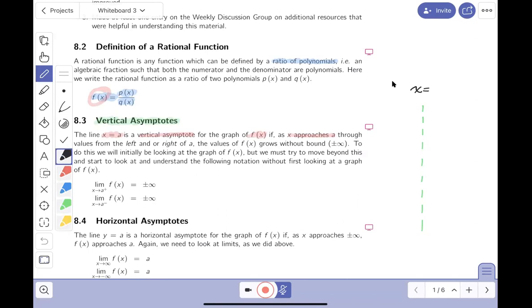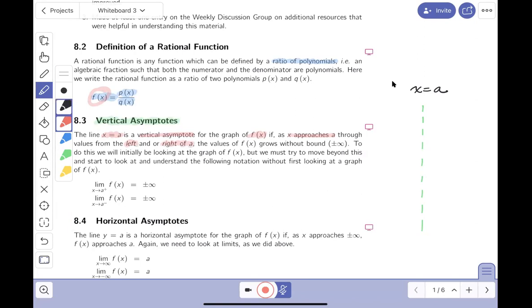This is x equals a. Right? That's a vertical line. Let's keep moving forward in the reading department. Okay. As x approaches a through values from the left, well, that's interesting, and right of a. I want to point out what that means to me.